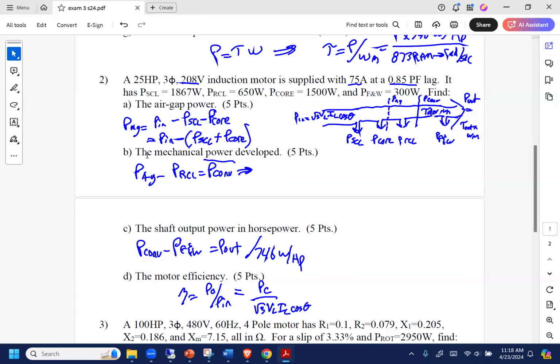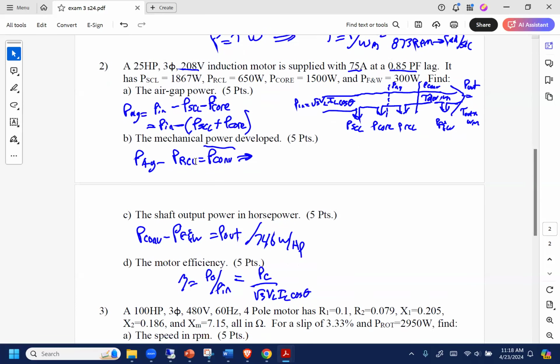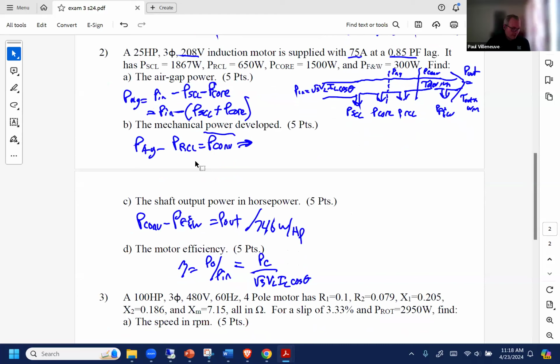I think I'm all good with it, thanks. Okay. Anybody else? Are we happy with number 2? This whole problem was pretty much based on just doing this diagram. If you had this power flow diagram and you understood it, you could just take the power losses out, and then you could do the calculations that way, hopefully.